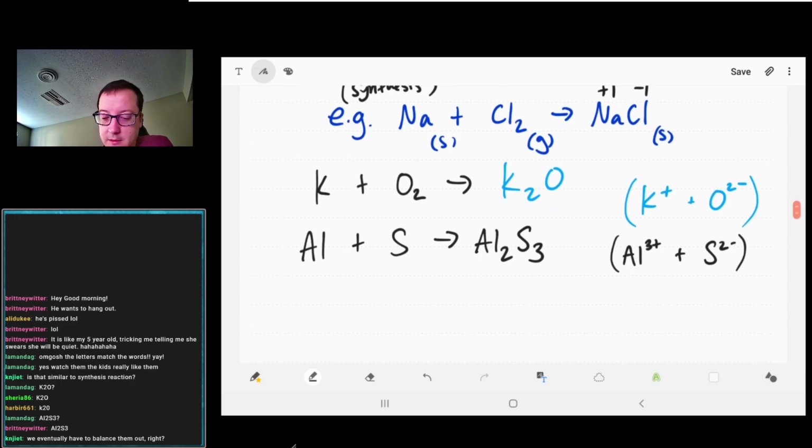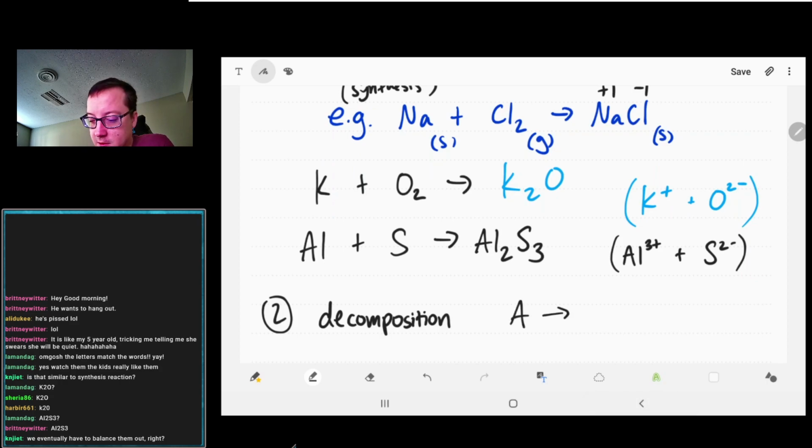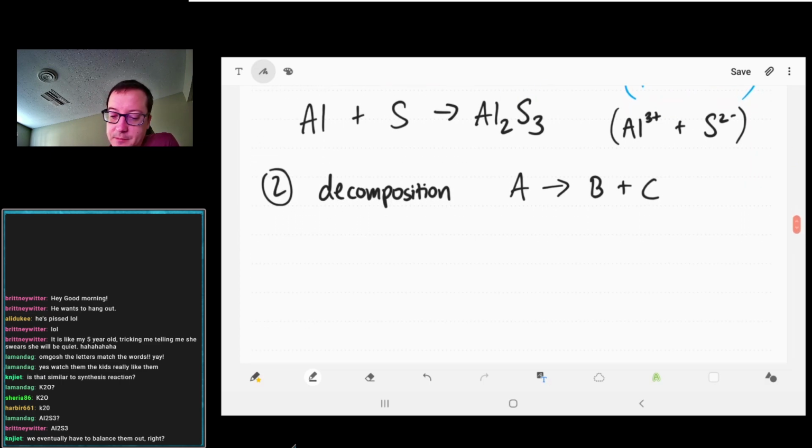Alrighty, so then let's move on to our second one, which is called decomposition, and that is the exact opposite. Where we'll have something breaking apart. And so we're going to see that these will be a bit harder to identify. Well, no, you can identify these pretty easily, but figuring out the products can be tricky with these. But let's just do one example that maybe we have heard before.